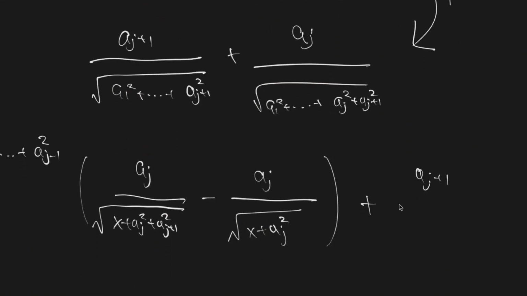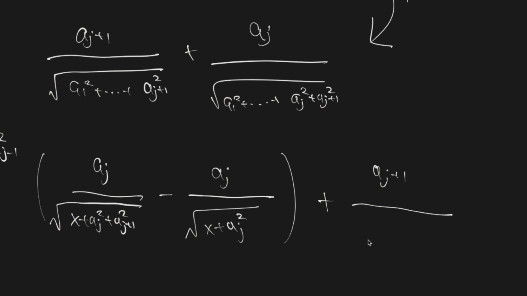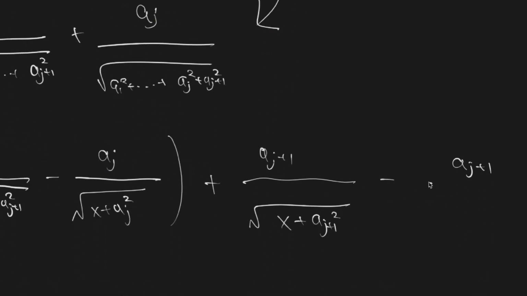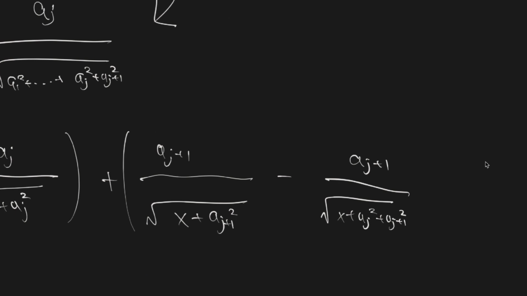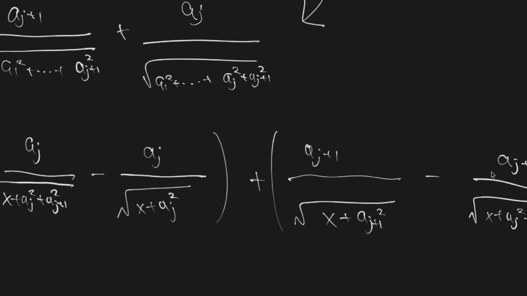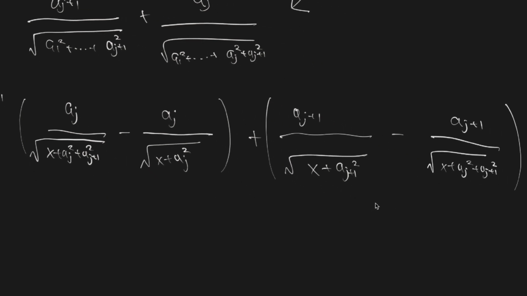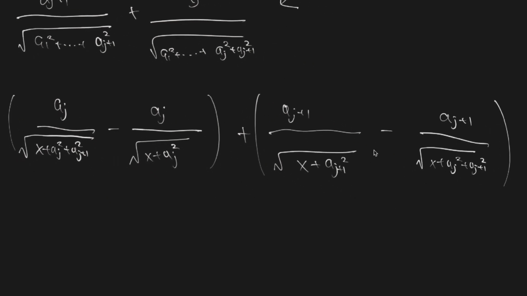The top is AJ plus 1, and then this right here is the square root of x plus AJ plus 1 squared. And the other one is AJ plus 1 over the square root of x plus AJ squared plus AJ plus 1 squared. And we want to prove that this entire quantity is positive. Let me zoom out. Okay, so let's see how we can prove that this is positive.